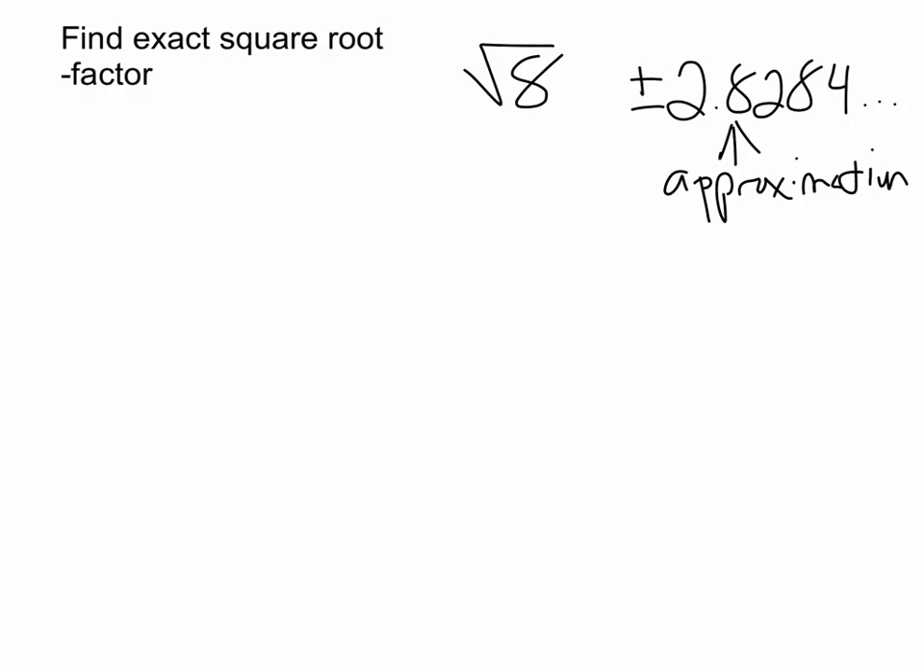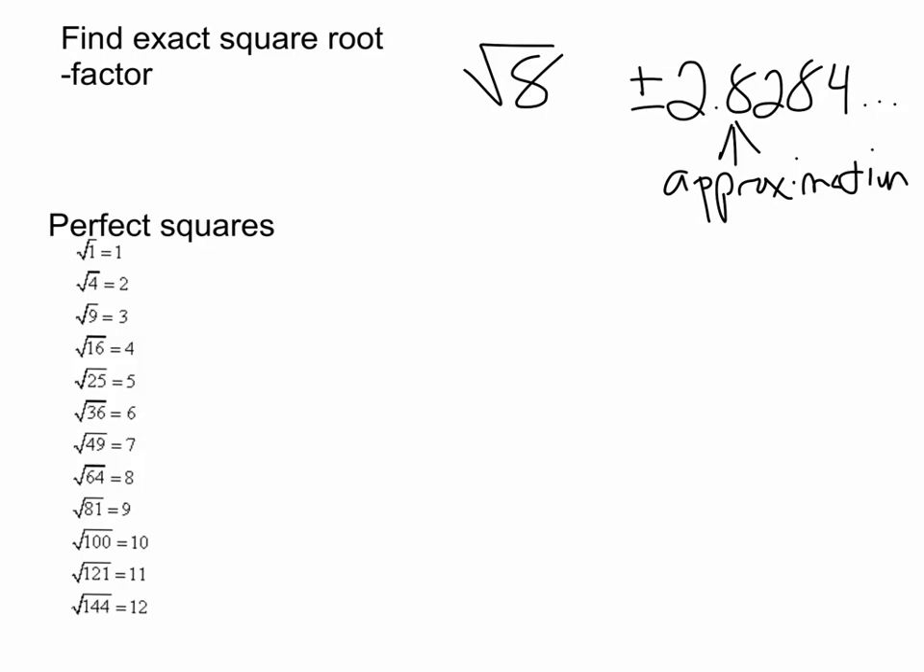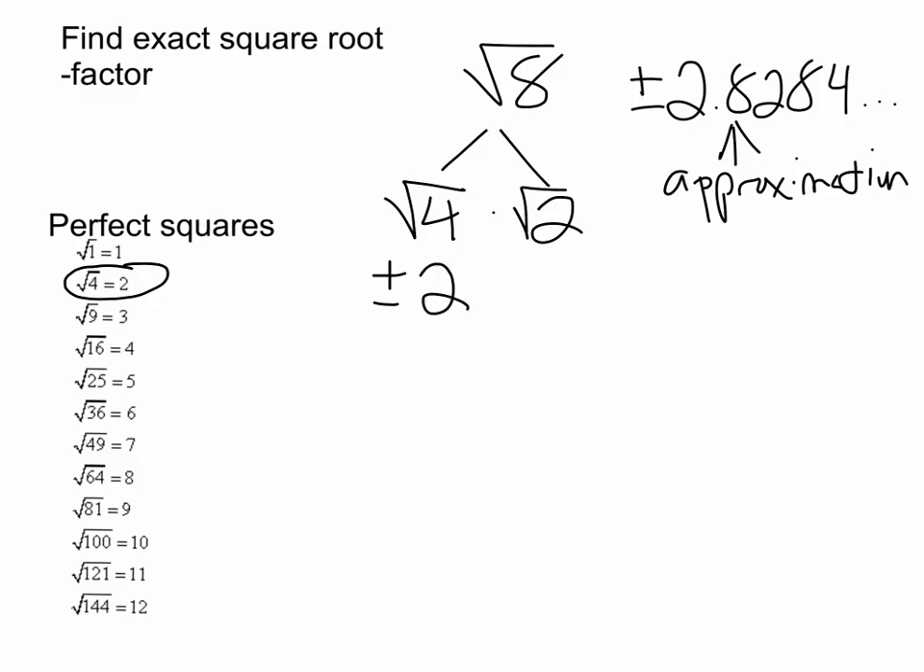To find our exact answer, we need to identify our perfect squares. So here's a list of the first 12 perfect squares, and to find the exact square root of 8, I want to start by factoring the square root of 8 and try to get one of these perfect squares as my factor of the square root of 8. So I can factor the square root of 8 into the square root of 4 times the square root of 2, and I notice that I have the square root of 4 right here. So I know my square root of 4 is positive and negative 2.